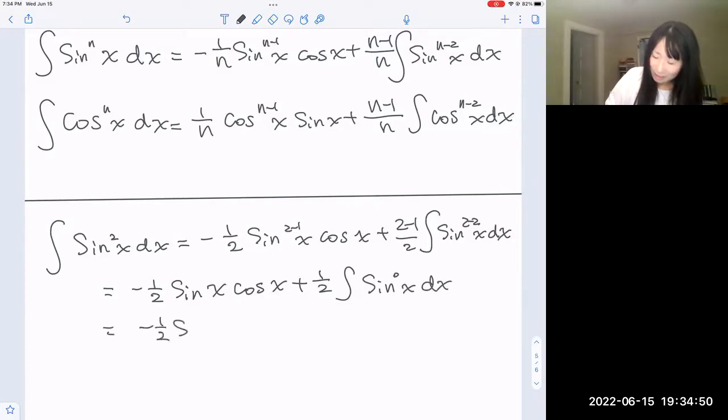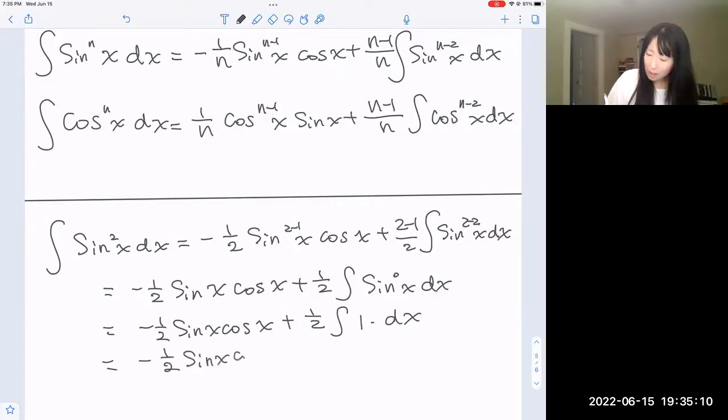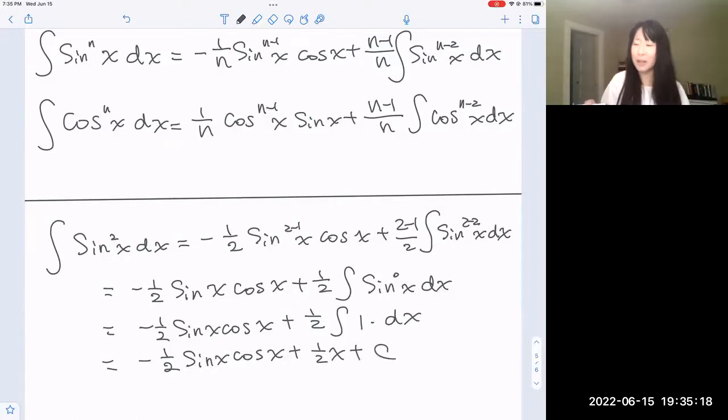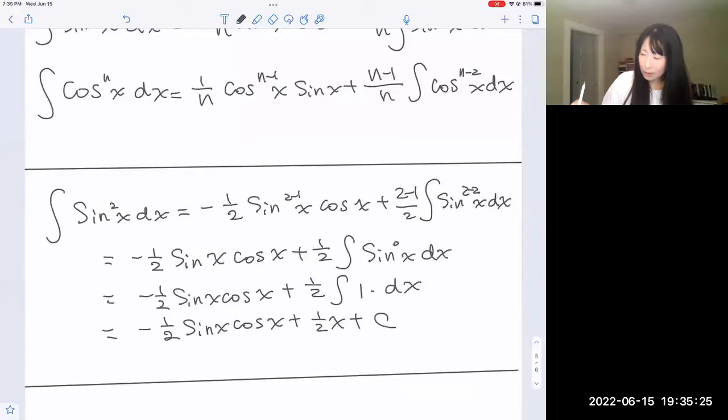Then minus sine x cosine x over 2, plus 1/2. So what is the 0 power telling us? 1. What is the integration of 1? x, plus C. Easy, right? Just apply the formula. All right, we have one more for cosine.